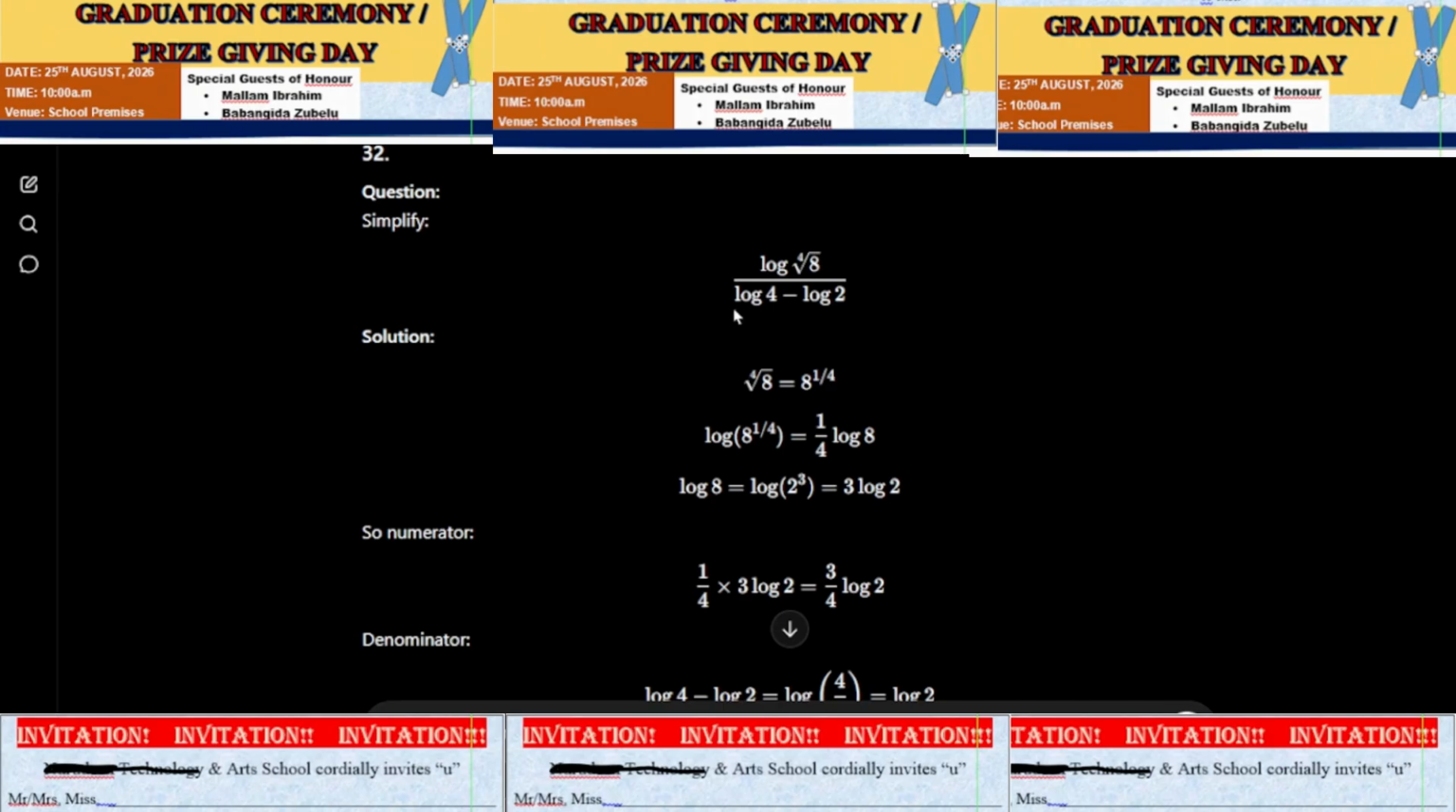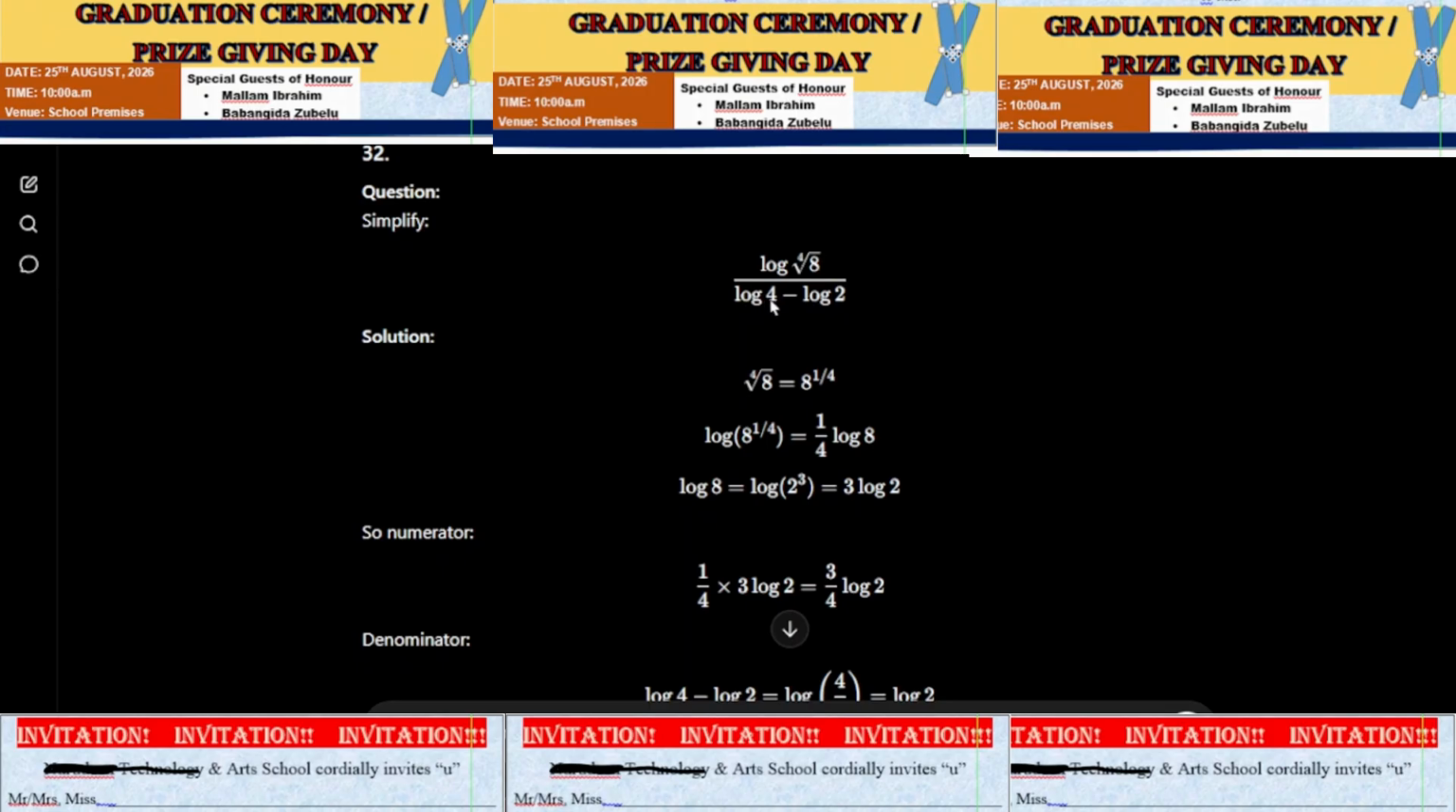All right, look at this question again. You have to simplify log of the fourth root of the square root of 8, all over log 4 minus log 2. It means the fourth root of the square root of 8. It means 1 all over 4. That means this 8, what number will you take the root 4 times that will give you the same value? That's what the fourth root of 8 means.